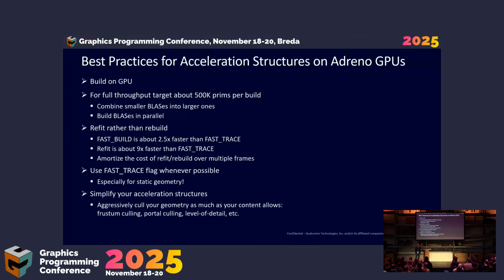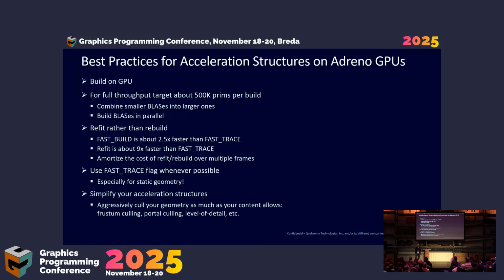APIs allow for a couple of different build flags. There's a fast build flag, and that's about 2.5 times faster than our fast trace flag, but it does not build as good of a tree as the fast trace flag would. Refit is about 9 times faster than fast trace. You also want to think about potentially amortizing the cost of both refit and rebuild over multiple frames.